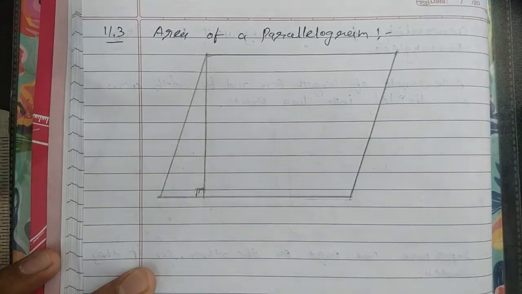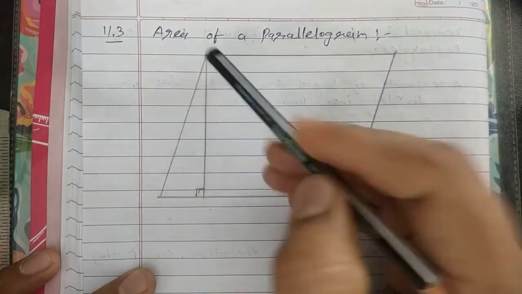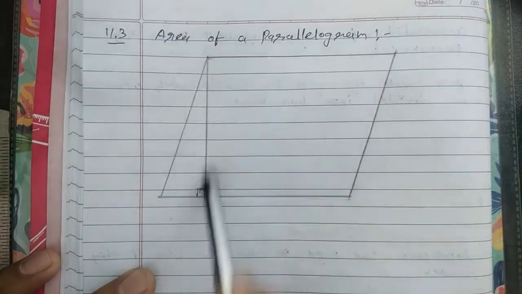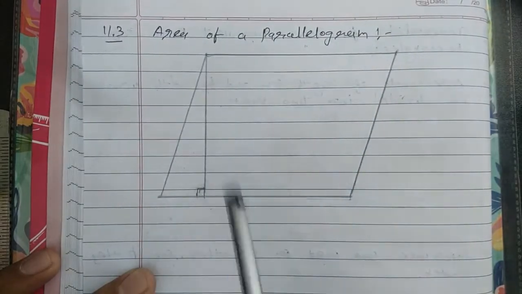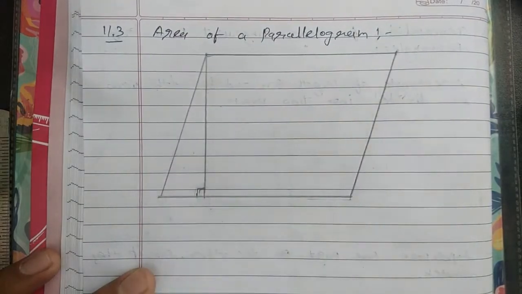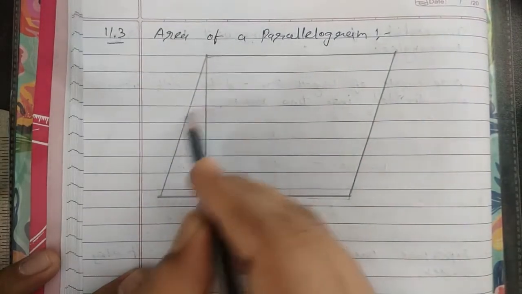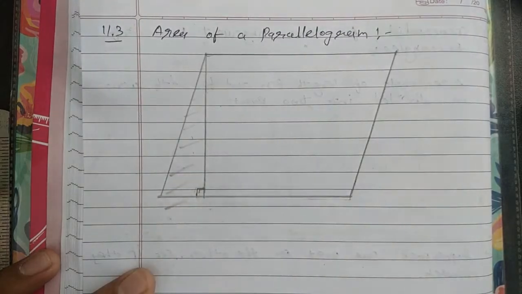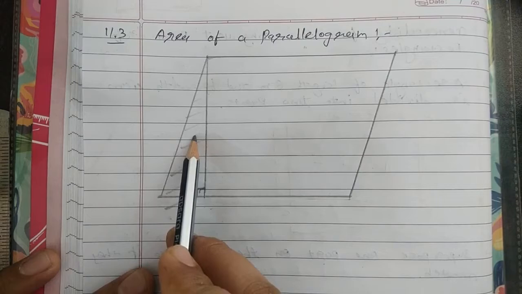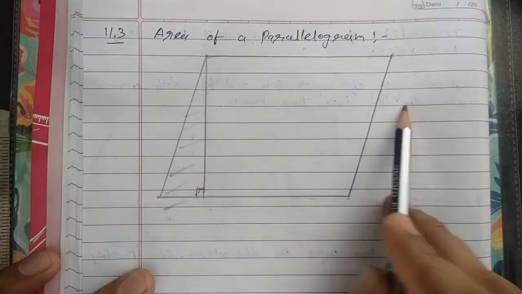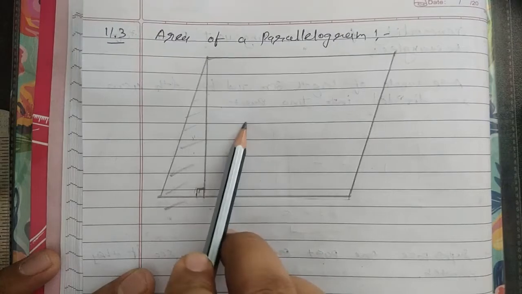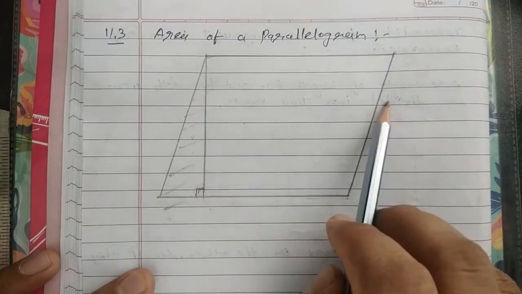So here what we have to do, we have to draw a perpendicular from one vertex to the opposite side. We have drawn this perpendicular. When we draw this perpendicular, we will get a triangle. This is a triangle, you can see that. Now we have to cut this triangle part, and take this triangle part to the other side. Then we will get a new shape from this parallelogram.